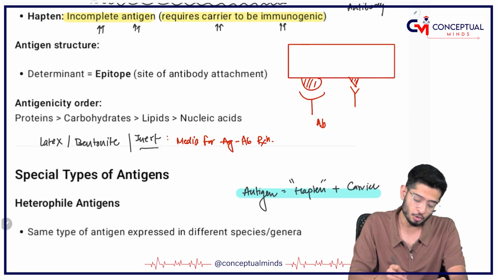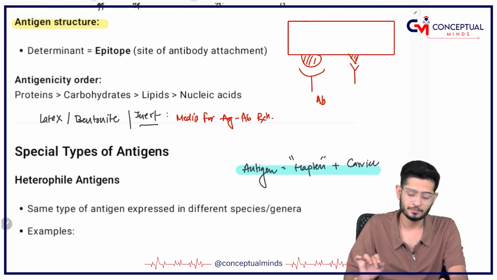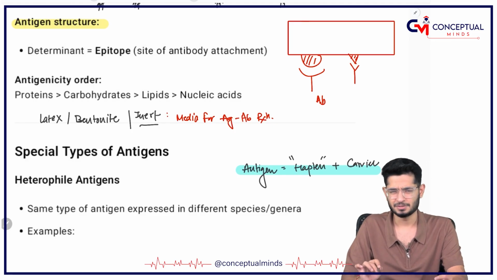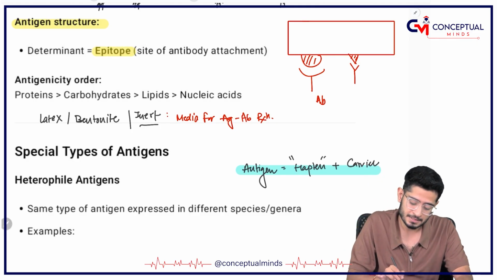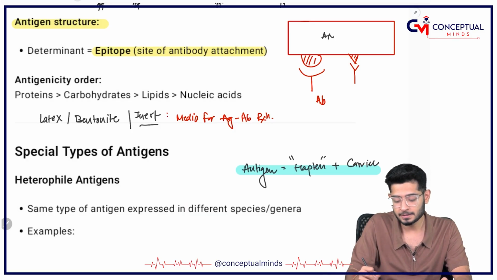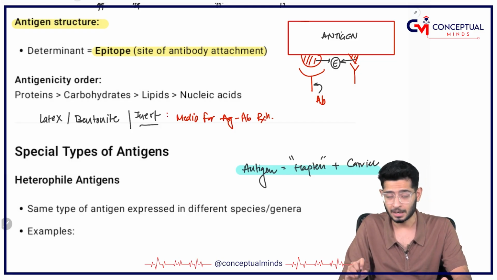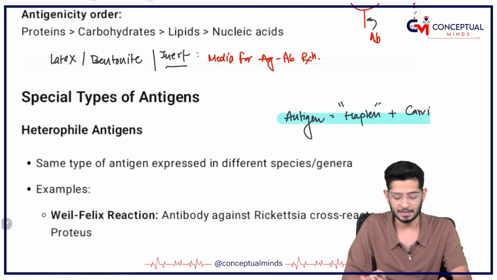Coming on to the next concept, what do you mean by the structure of antigen? Please remember, the most important thing in the structure of antigen is the epitope, which is the site of antibody attachment. For example, this complete structure is an antigen, but these shaded ones are called epitopes, where the antibody is going to get attached.